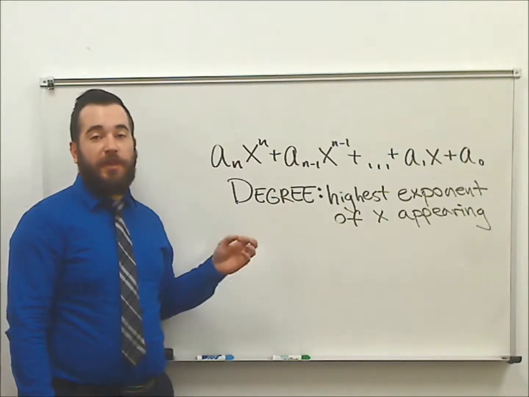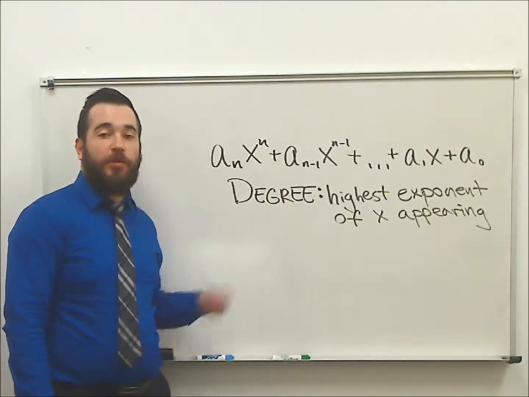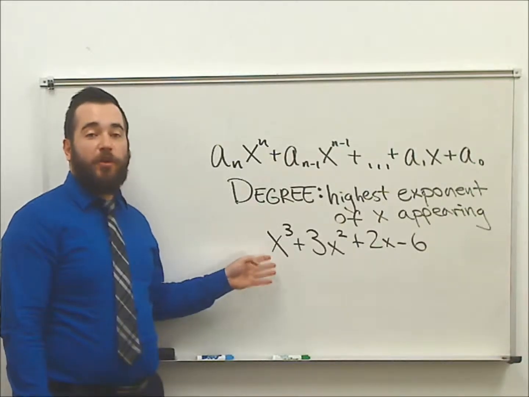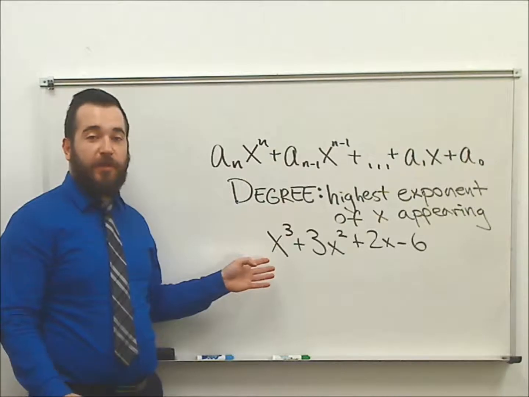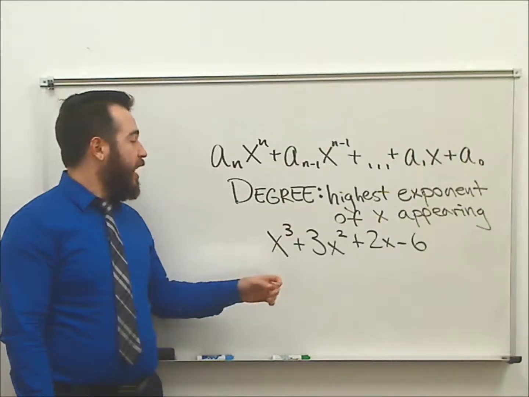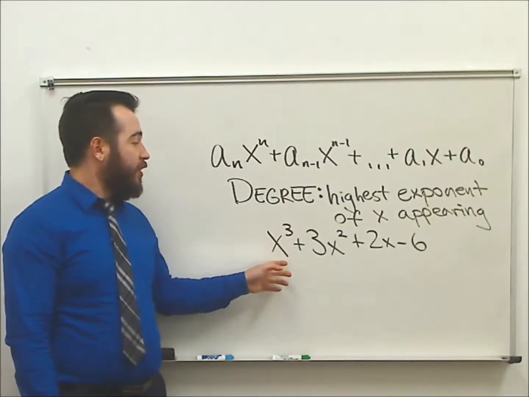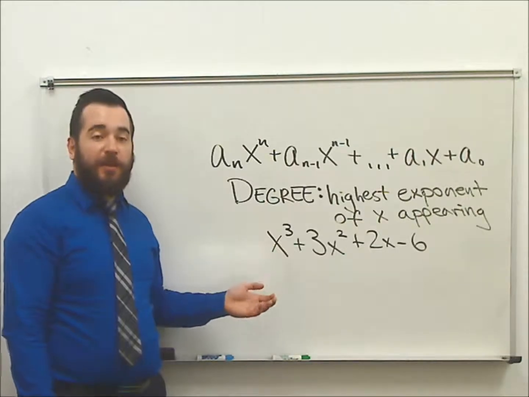We're not talking about the entire term. So for example, the degree of this polynomial would be 3, not x cubed. It would just be 3. So whatever your highest exponent of x is, you find it, and then that exponent is the degree.